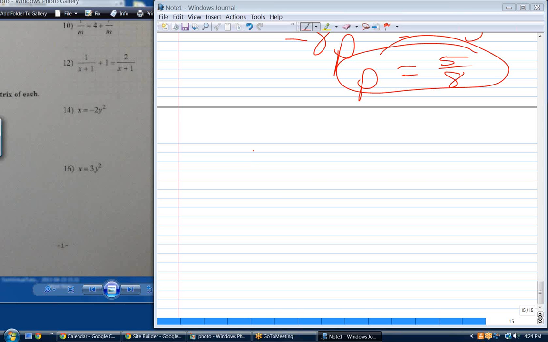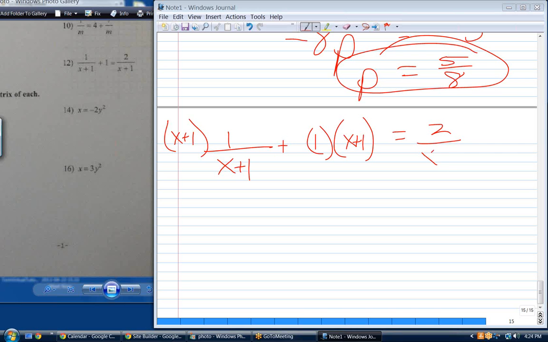So what's the left become? X plus 1. No, I'm going to multiply this by x plus 1. Here's what I'm going to do. I'm going to multiply this term by x plus 1. I'm going to multiply the 1 by x plus 1. And I'm going to multiply the right side by x plus 1.